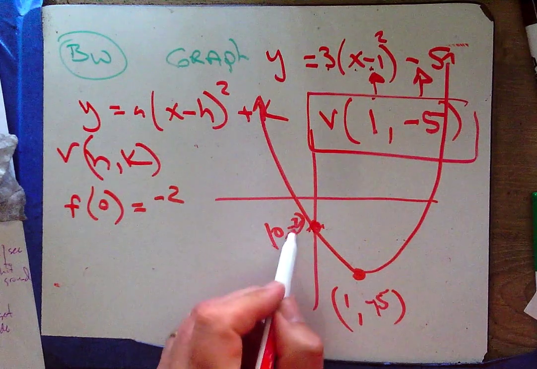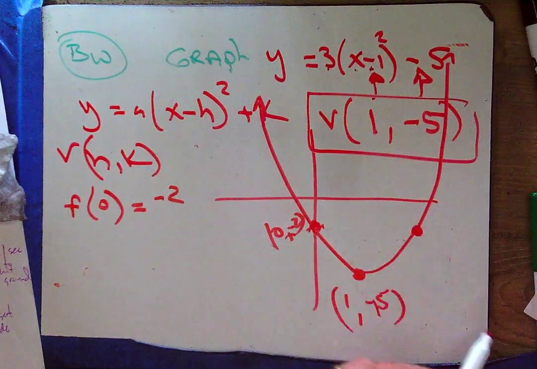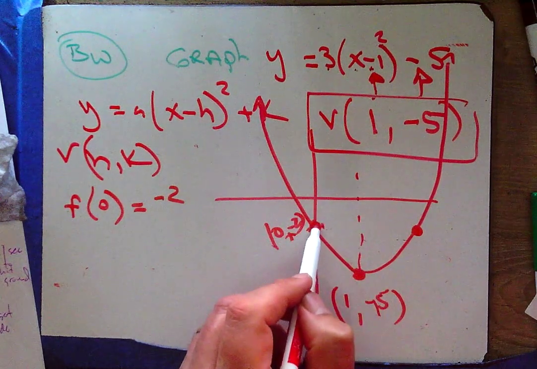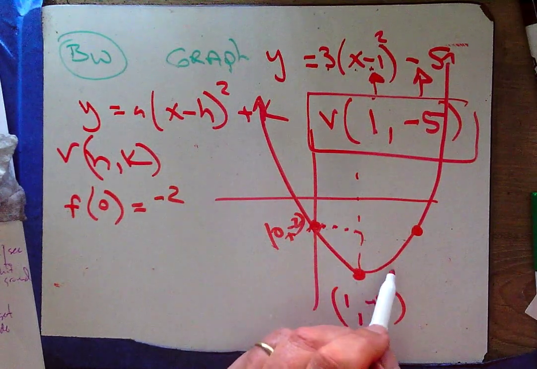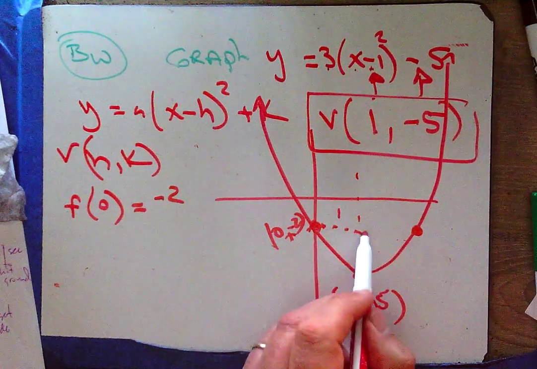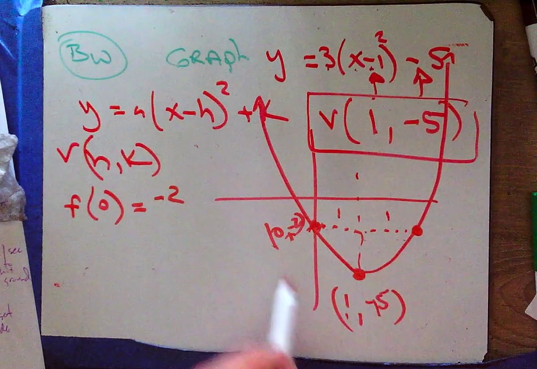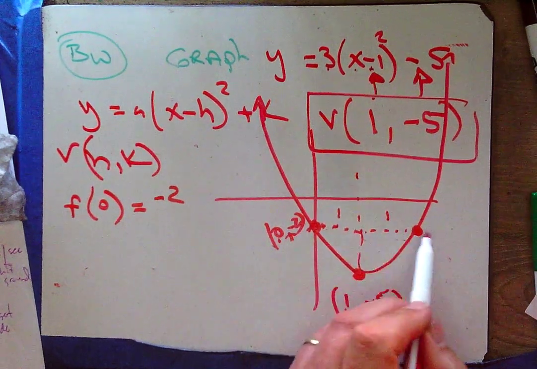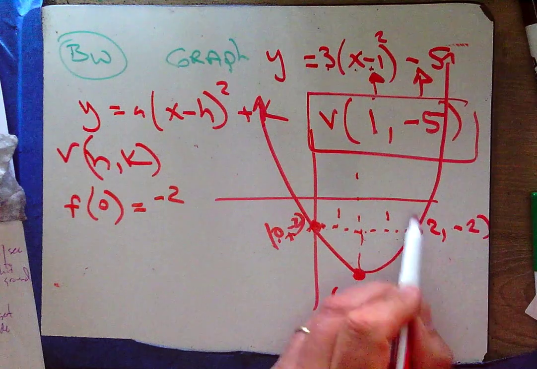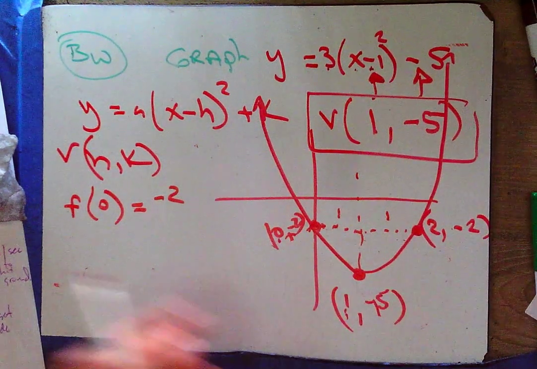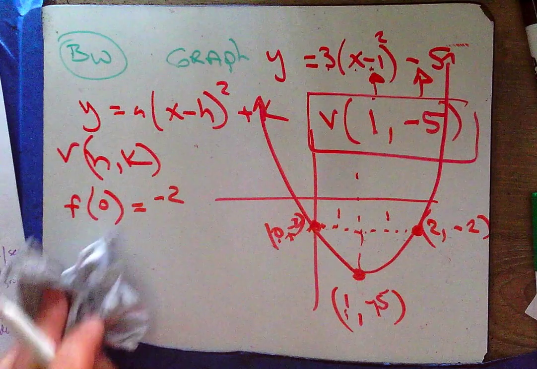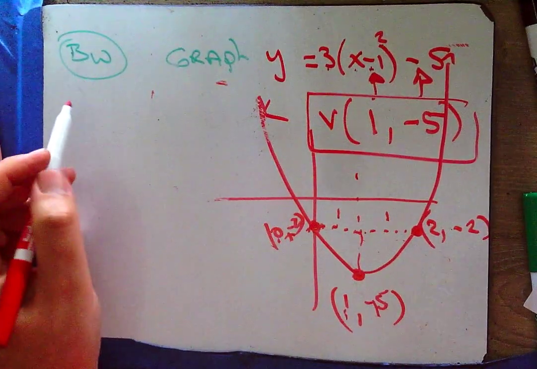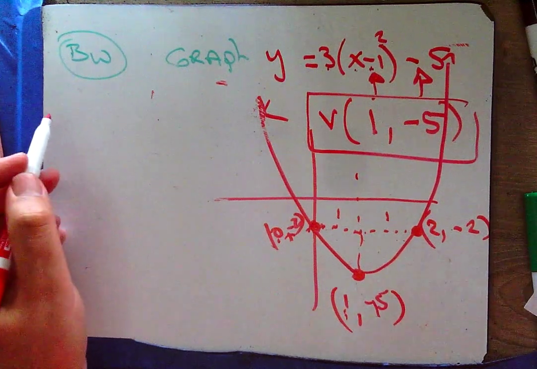And so I know if this is (0, negative 2), there must be a comparable symmetric point over here. The distance from this point to the x-coordinate of the vertex is 1. So this distance must also be 1. From 0 to 1 is 1. So this is 1, 2. (2, negative 2) is that point. So that, I think, is a little faster than applying the transformations. Usually transformations are really fast. Let's see how it goes if I do transformational graphing here.